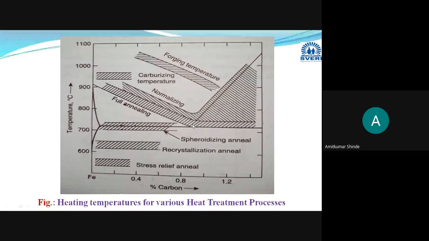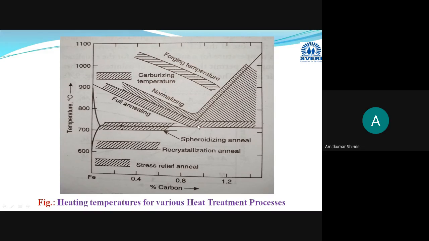Whenever carbon percentage is less than 0.8, hypoeutectoid steels will be there. And if carbon percentage is more than 0.8, hypereutectoid steels will be there. Then, for hardening of hypoeutectoid steels, you have to select the temperature. Your heating temperature zone will be above A3.